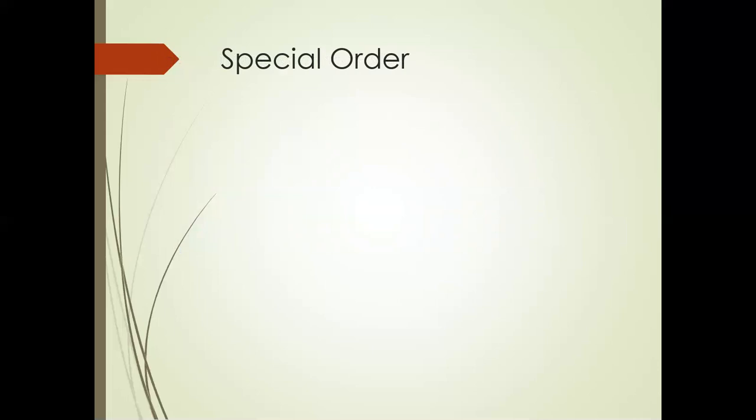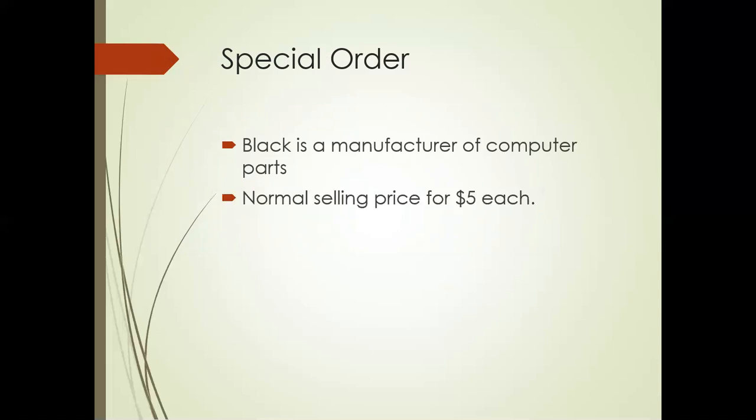This is one of the cases we generally face, that the price that you are offering is different from what some customer is offering back to you. Let me give you a situation: this is a company which manufactures computer parts and the normal selling price is 5. Remember that if a customer is taking goods at 5, then we cannot say that this is a special order. A special order means you are receiving a request asking whether you can sell at a price lower than this.